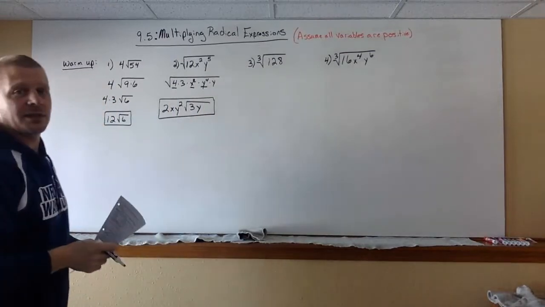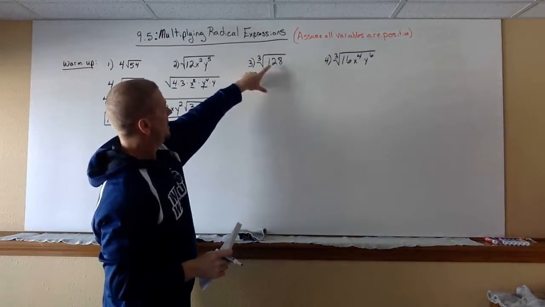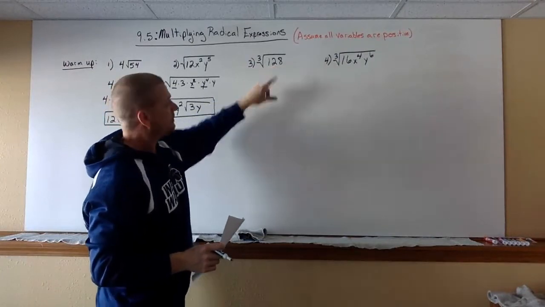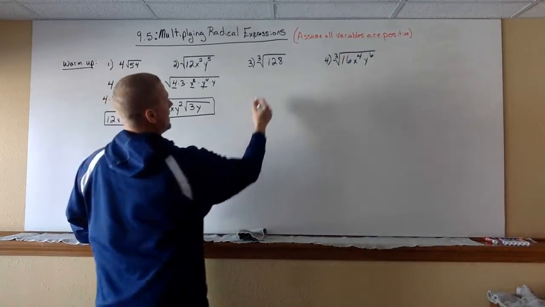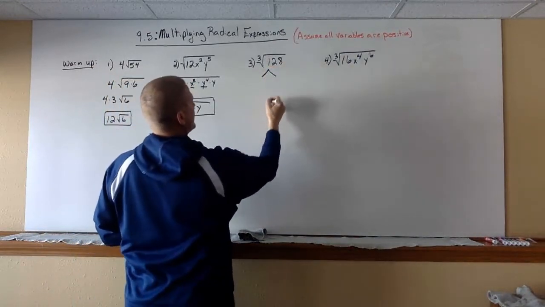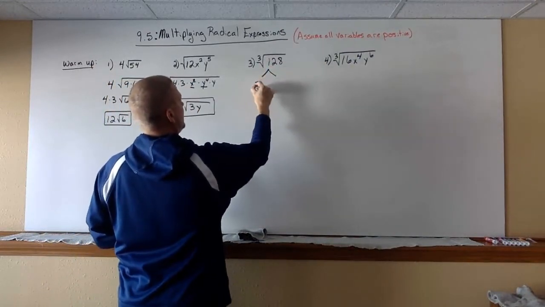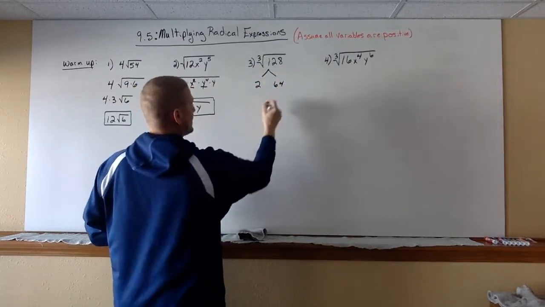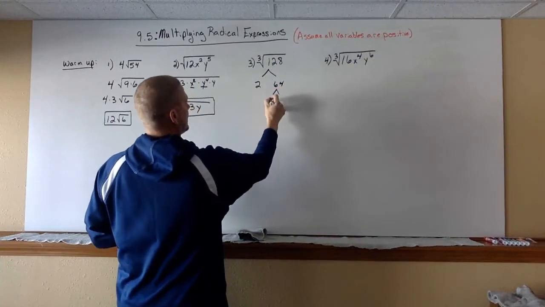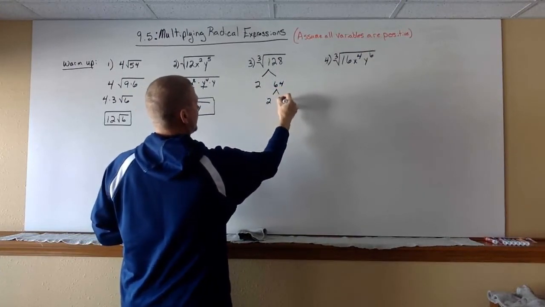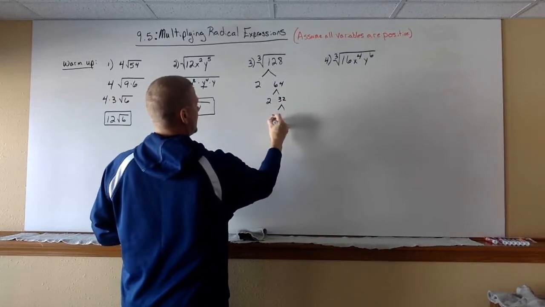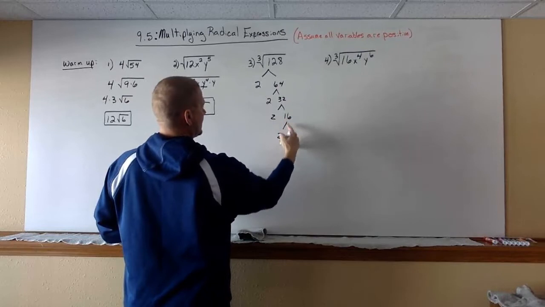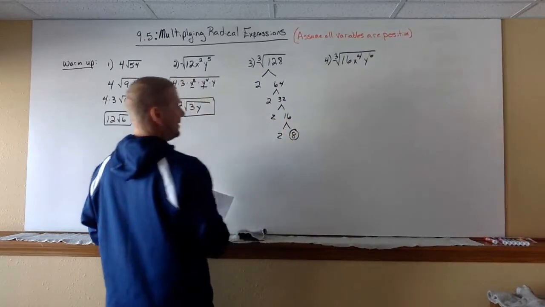Now notice number 3 is a cube root now, and for number 3, 128 is a pretty big number. So what I like to do a lot of times is prime factorize these, and I'm a very small thinker because I know 2 goes into 128 64 times, and because that's even, I know 2 goes into 64 32 times, and I know 2 goes into 32 16 times, and I know 2 goes into 16 8 times, and I see a perfect cube here.